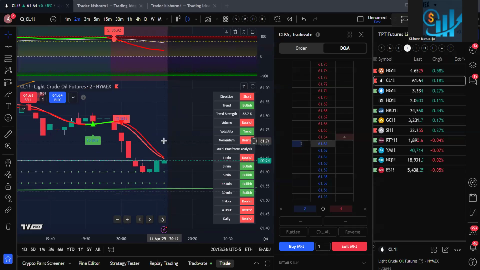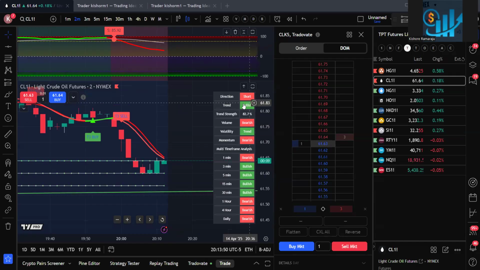So here crude oil, this is bearish. This is bearish, but the trend is looking bullish here. Volume, momentum, trend is bullish, so better you avoid this one. Because your 3, 5, 15, 30 minutes, everything is looking bullish, so little risky.